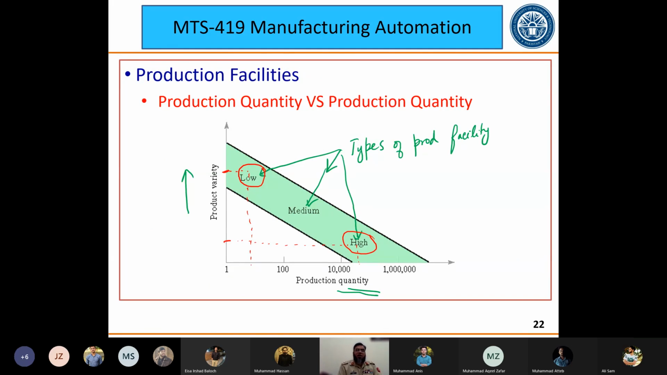So this is the graph which is between the quantity and the variety. If you have a hard product variety, see here, it means that you are going to have a low production quantity. Similarly, if you have a low product variety, you can have a high production quantity.